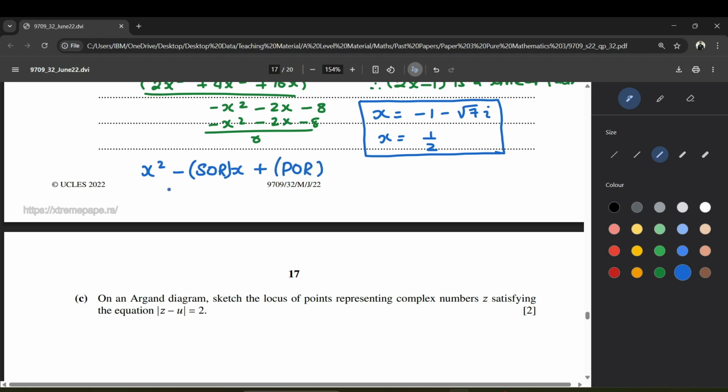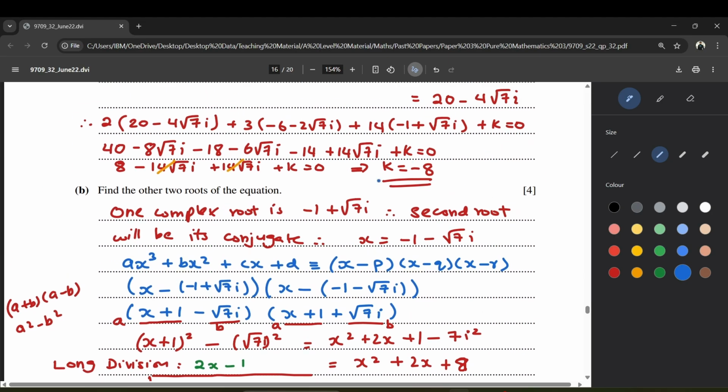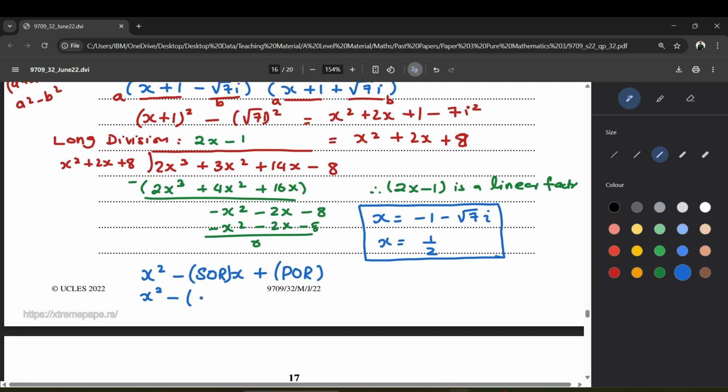Now here we have x square minus the sum of the roots. The roots that we found were the conjugates, right? So we had the first root and the second root, so I can say minus 1 plus root 7i plus minus 1 minus root 7i, plus the product of the roots, minus 1 plus root 7i multiplied by minus 1 minus root 7i. That is the product of the roots.